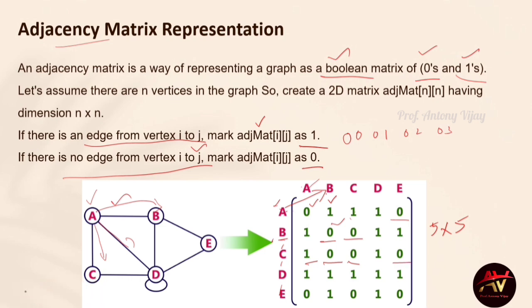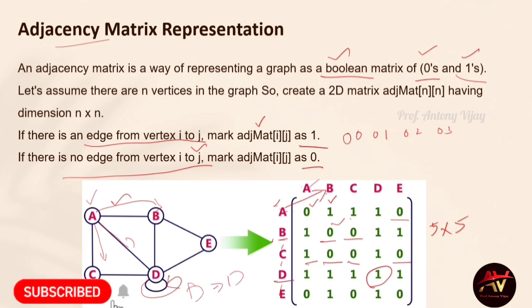And for D, D is connected with all the nodes. See here, so D to D, this one is a self loop. See here, this small circle is called a self loop. So it means there is a connection between D to D.